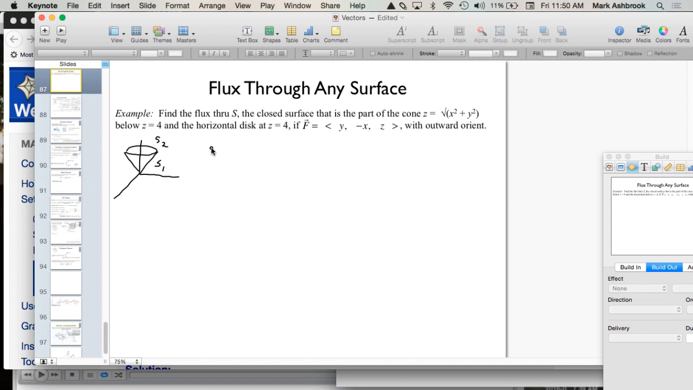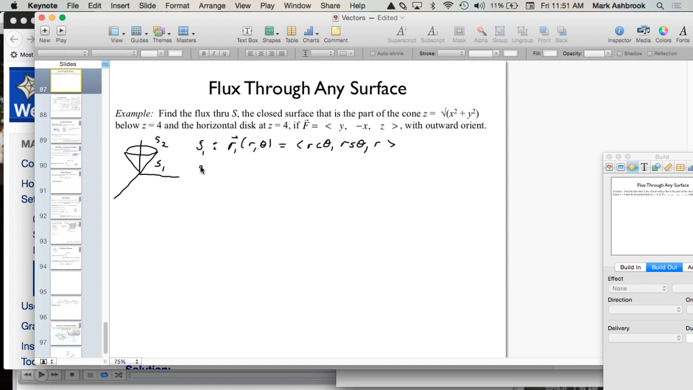Okay, so pick up right where we left off last time. We were working on the flux through this closed surface that was formed by the cone and the top disk. And so we said for S1, we were going to use r and theta, right? So we said r1 was r cos theta, r sine theta, and then z was the same as r, is that right?